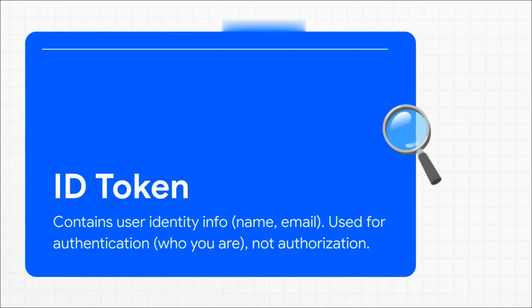And just to round things out, you might sometimes see a third type of token, the ID token. Now this one's different. It's not about what you're allowed to do, which is authorization. It's about proving who you are. That's authentication. It's mainly used to share your identity info, like your name and email, with an application.